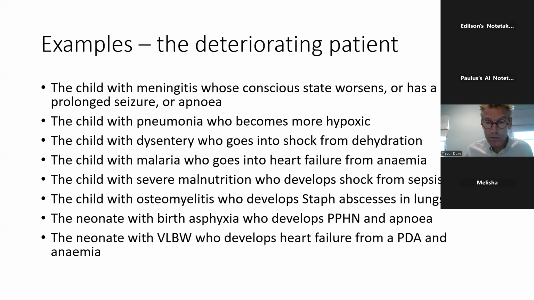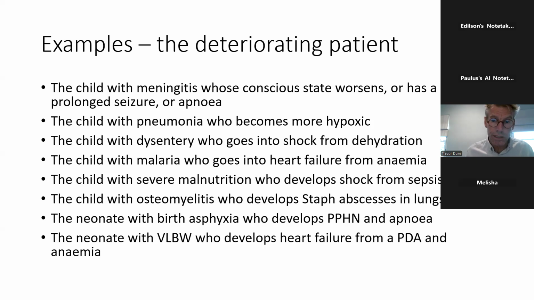A child with severe malnutrition who goes into shock from sepsis, it's very common, isn't it? With children with kwashiorkor or marasmus, when they present, they've often got an infection, a gastrointestinal infection, and that might become more generalized, and then they might go into shock from that. Or the child with osteomyelitis who develops multifocal staph disease in the lung and they deteriorate because of that. Or a newborn baby with birth asphyxia who develops pulmonary hypertension, PPHN, and apnea. We've all seen that. A baby who might have mild to moderate birth asphyxia and the APGARs might not be too bad, but then 24 hours or 12 hours later, they deteriorate with PPHN.